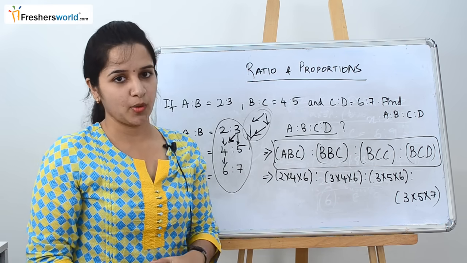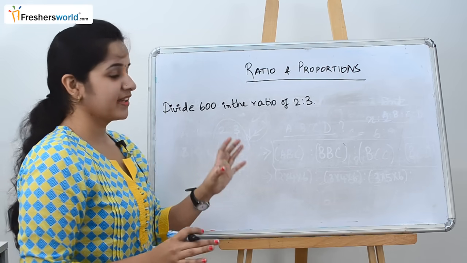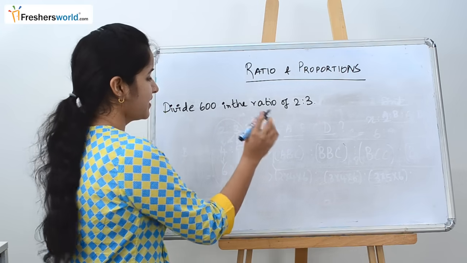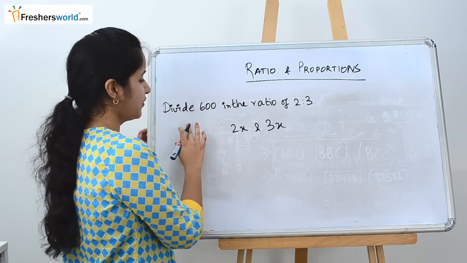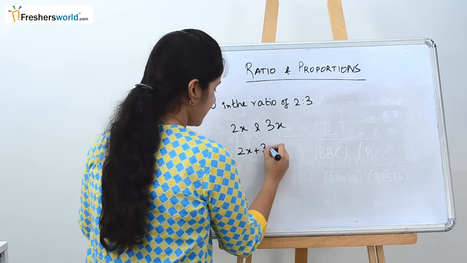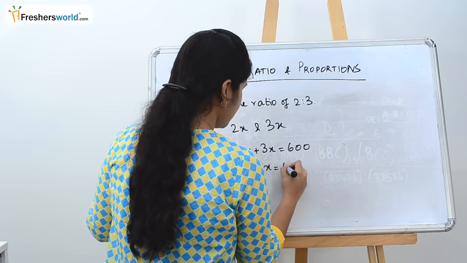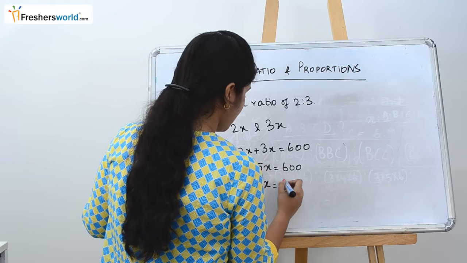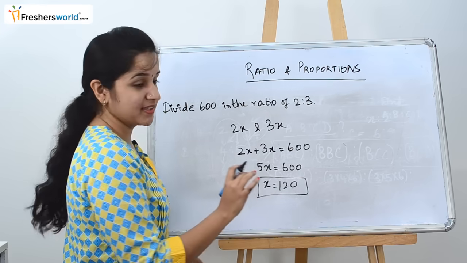Let's solve another problem. This is a common type of problem. What they are given is like: divide 600 in the ratio of 2 and 3. So we are taking it as 2x and 3x. They are telling us to divide 600 into these two. So it's nothing but 2x plus 3x is equal to 600, and we know that 5x is equal to 600 and x is equal to 120. So we know that x is 120.